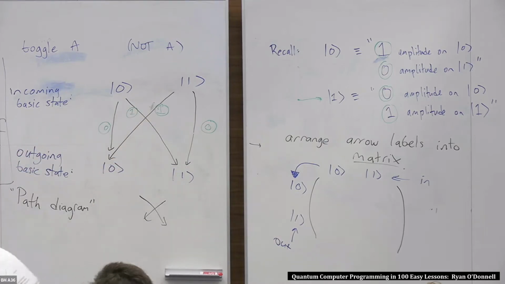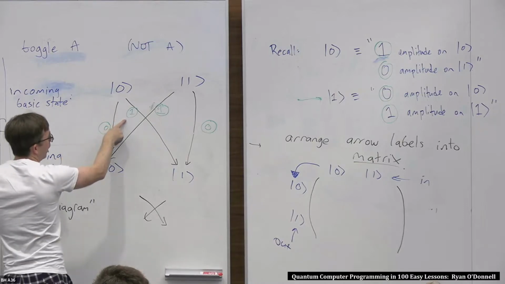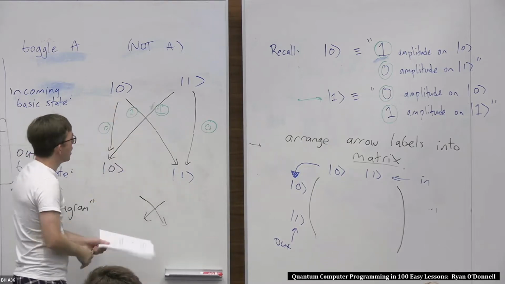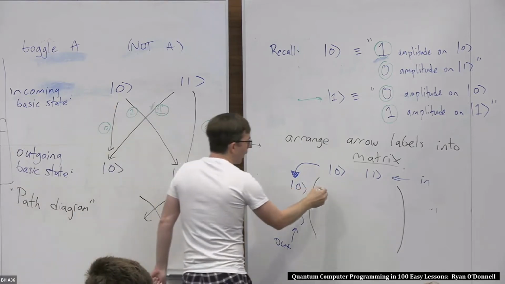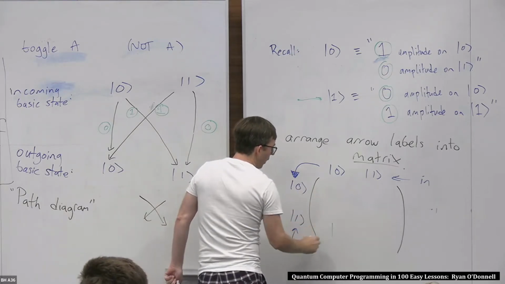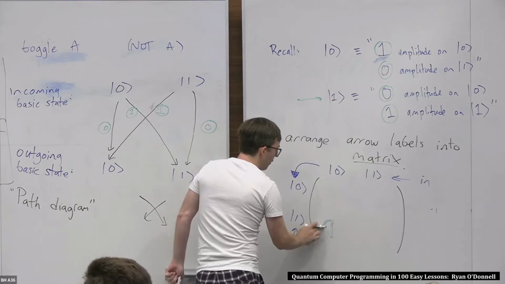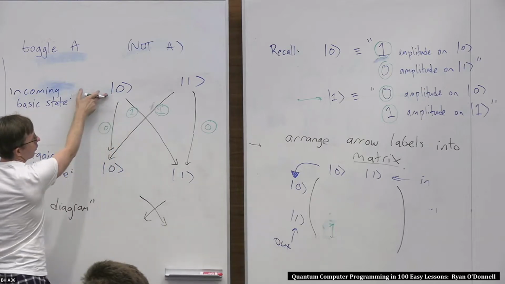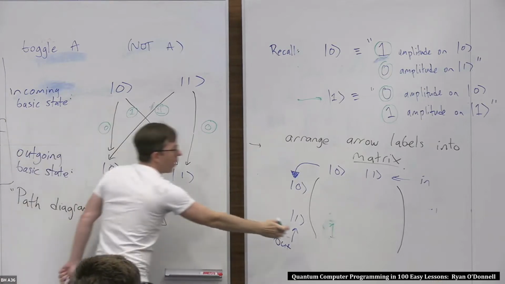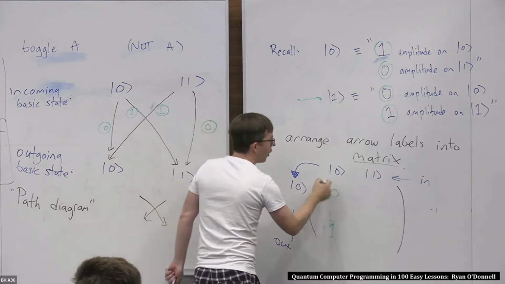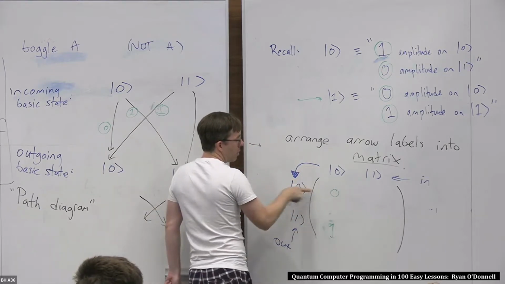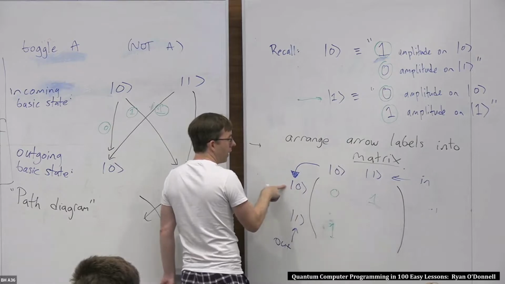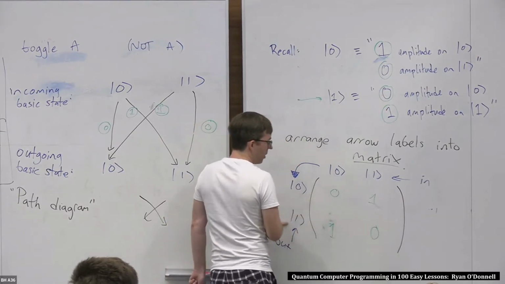If you fully have a diagram like this, you have 1 edge label for every pair of incoming and outgoing basic states. So for every entry in this table. So here, there's a 1 here. And this 1 is this one. Going from basic state 0 to basic state 1, you have amplitude 1. And if you're in basic state 0, you end up with amplitude 0 on basic state 0. And conversely, if you're in basic state 1, when you do toggle, you get 1 amplitude on 0, and you get 0 amplitude on 1.